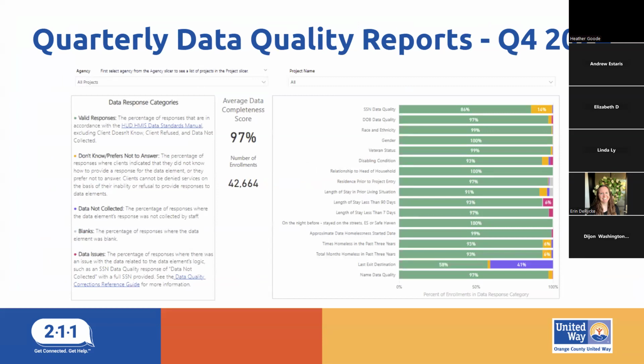So this tab of the report shows the percentages of valid responses and data error type for each universal data element for all projects. It seems like overall we are doing pretty well as we average a score of 97% on all data responses, with the exception of some data elements such as social security number, data quality, and also last exit destination.